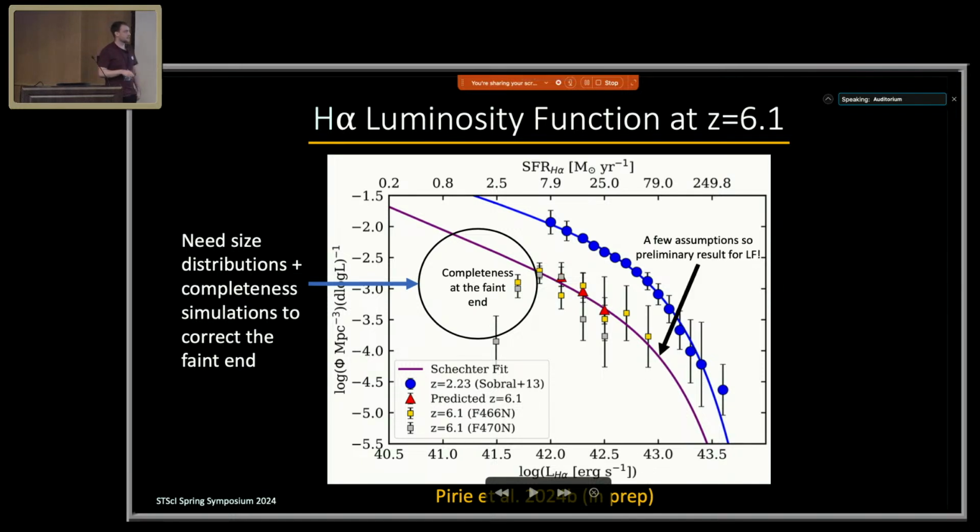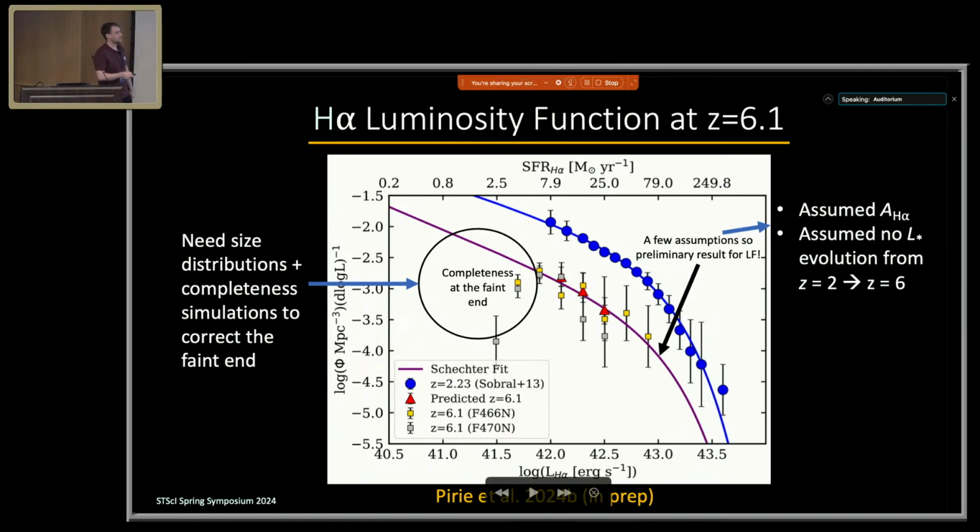Also, given that we still need to delve deeper into the dust properties of these galaxies, there are a few assumptions that have gone into the luminosity function: an assumed value for the dust attenuation on the line itself, and also assuming that L star is approximately constant from cosmic noon to redshift 6, which is what we see based on UV studies, though this will be much more informed when we get more accurate properties of this sample going forward.